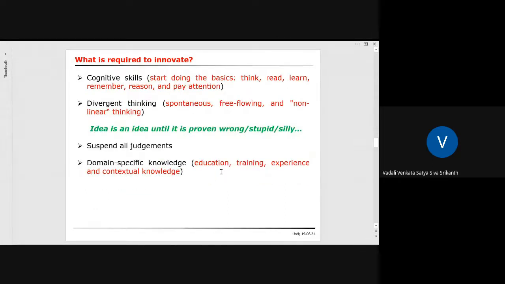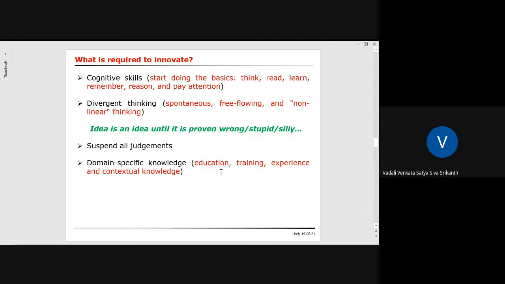Now, further into what is required to innovate. Cognitive skills, all of them are needed actually. You need to think, you need to read, you need to learn, you need to remember. We can forget, once we get a degree, that learning is a lifelong process. That has to become part and parcel of your life. You need to remember several things. You need to reason. You need to try to find out the reason. And of course, also pay attention. This is also very important. And these are the basic cognitive skills one would talk about.